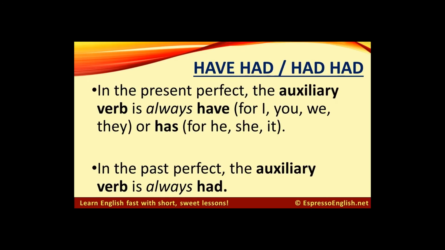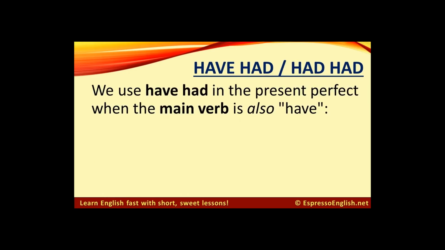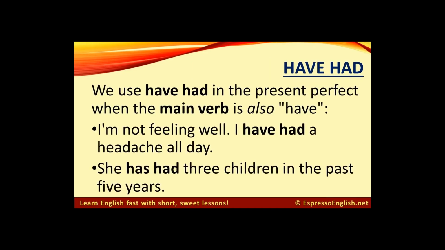So, in the present perfect, the auxiliary verb is always have or has, and in the past perfect, the auxiliary verb is always had. We use have had in the present perfect when the main verb is also have. For example, I'm not feeling well. I have had a headache all day.